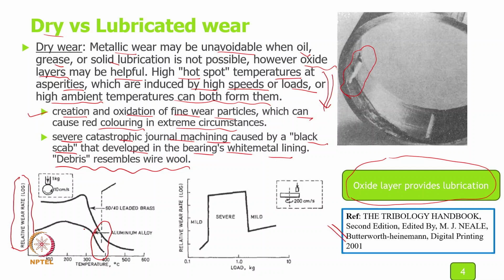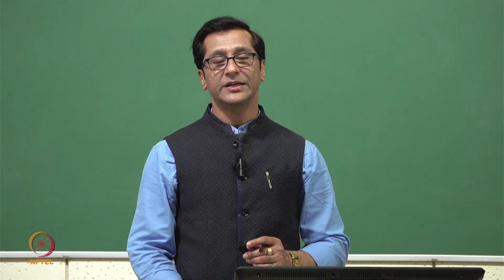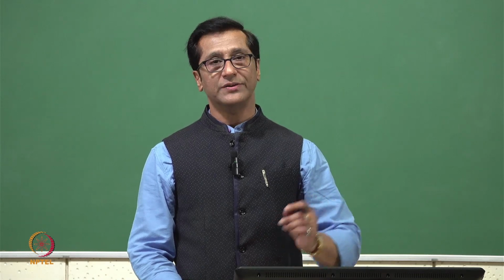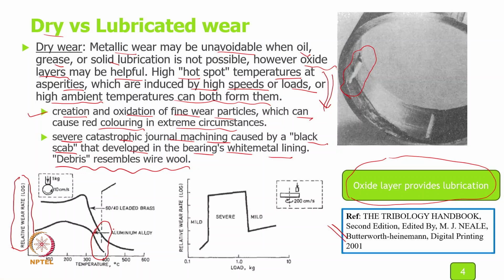Reason being, at a low temperature oxide formation doesn't happen, but at a higher temperature, where the intensity and energy level are higher, oxide formation occurs, and then we are able to see where our rate is coming down in this case. There is another example given in the book.